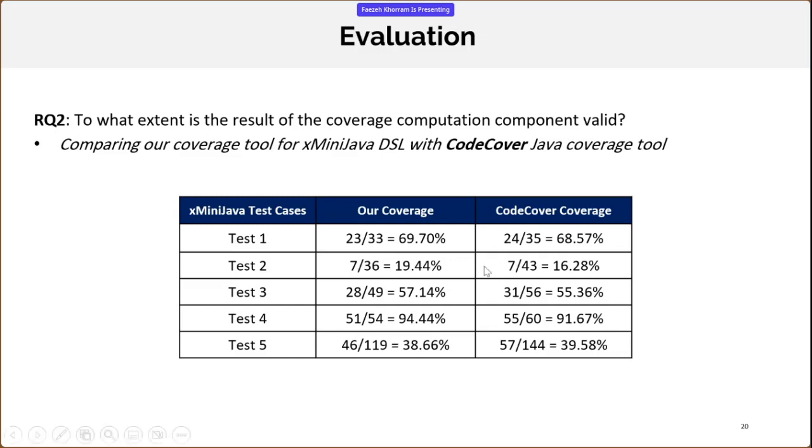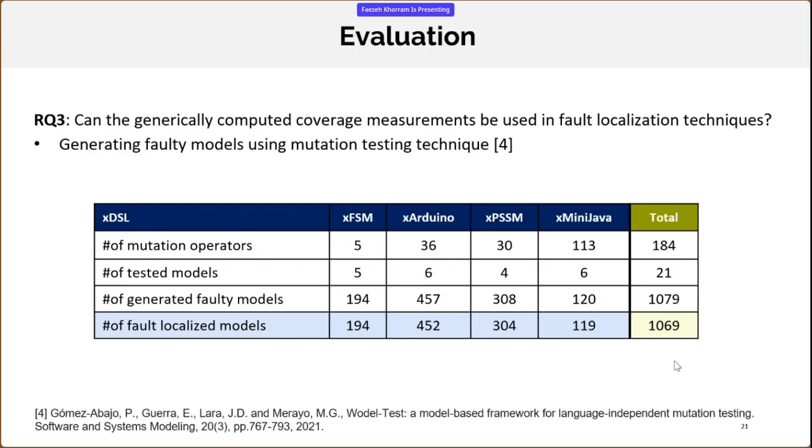And as you can see, we achieved a pretty similar result as the code coverage tool. And there are only a few differences between our computation and the code coverage tool. It's because some specific elements are considered by the code coverage tool, such as the closed brackets. And finally, we also wanted to see how much our generically computed coverage is useful for fault localization, SBFL.